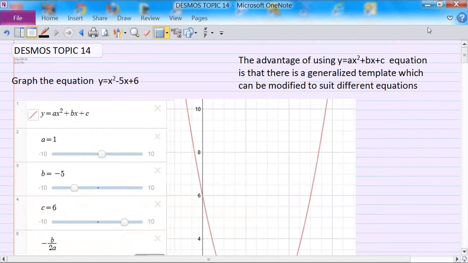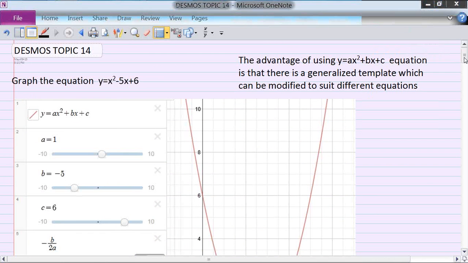So that completes our discussion on topic 14, and I think some very useful applications.